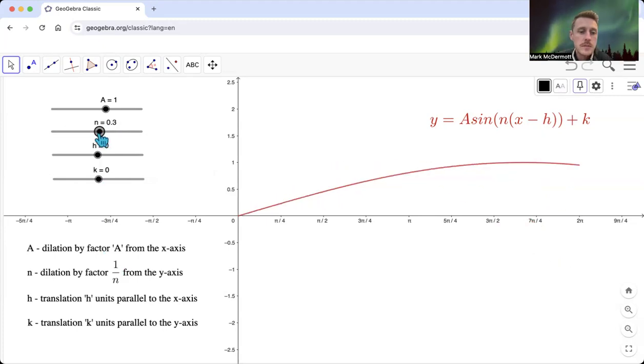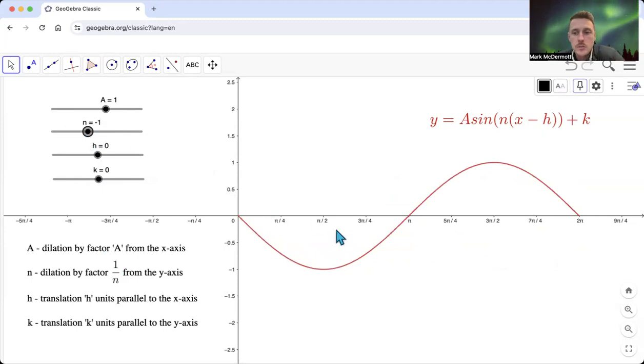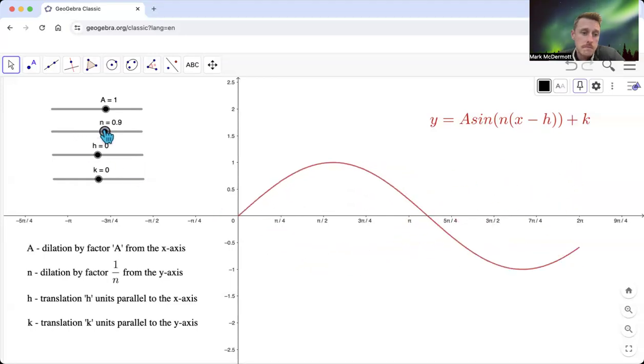All right, similarly, if n is negative, this actually corresponds to a reflection in the y-axis. And it's a bit tricky to see because I haven't drawn the other part of the graph over here, but take my word for it that this is a reflection in the y-axis. Okay, let's put n back to 1.